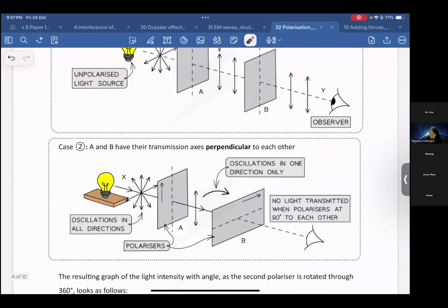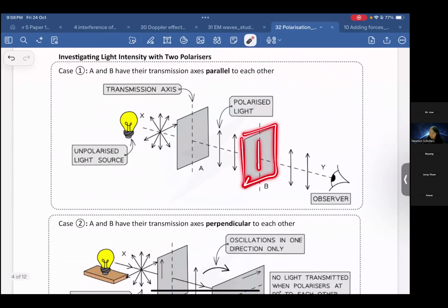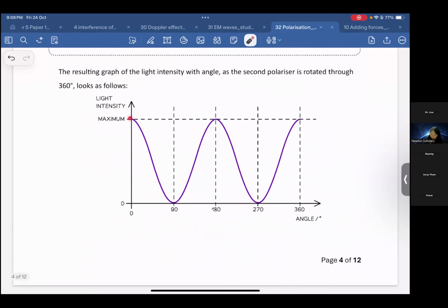At the start, I haven't rotated. At this position, I allow all the light to pass through, so this is maximum light intensity. Then I start to rotate. Until 90 degrees, I block all. Can you see that? Maximum, until 90 degrees, I block all.